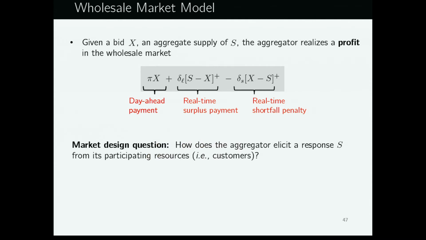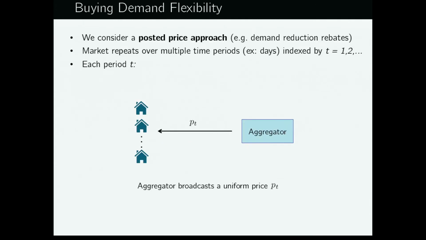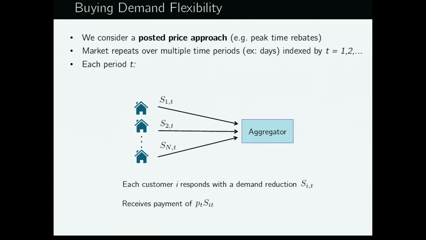So how does the aggregator elicit the response from the demand side resources? Like I said, we take a posted price approach. The market repeats over multiple days. On each day t, it broadcasts a price p_t. Each household or customer will respond with some reduction, s_i(t). For that reduction, the customer receives some payment, p_t, which is a uniform price across customers, times s_i(t).